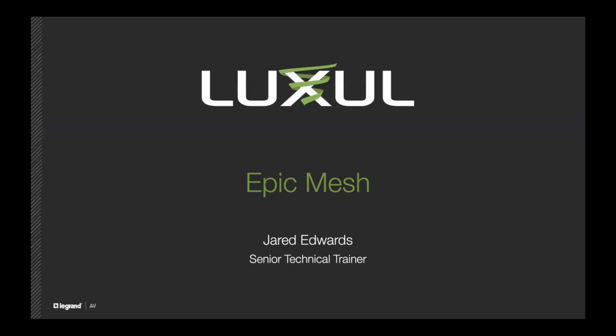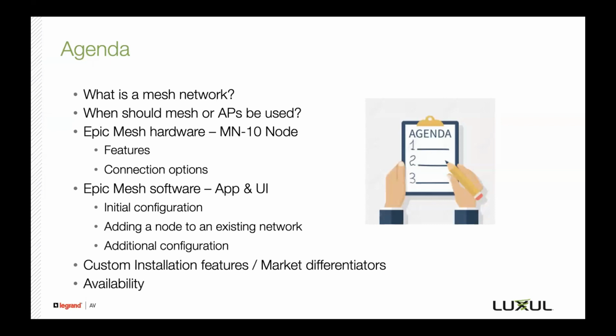So we're going to go through a couple of things here as far as our agenda goes. We're going to talk about what a mesh network is, how it's different from regular APs. Then that transitions into when should you use mesh versus APs. And then we'll talk about the hardware and the software that goes along with the new product. In case you haven't gone through it, you can see how easy it is to set up and what some setup tips and tricks are. And then we'll go through some of the installation features and things that are unique to us and that are specifically designed, like I said, for you guys in the marketplace as custom installers.